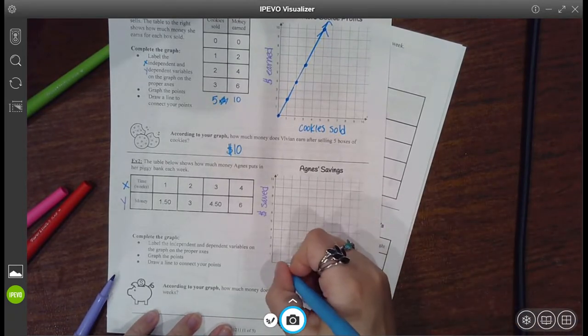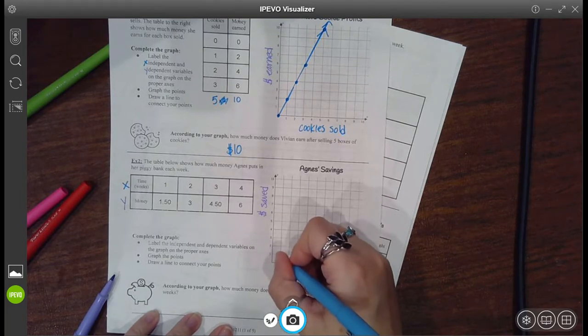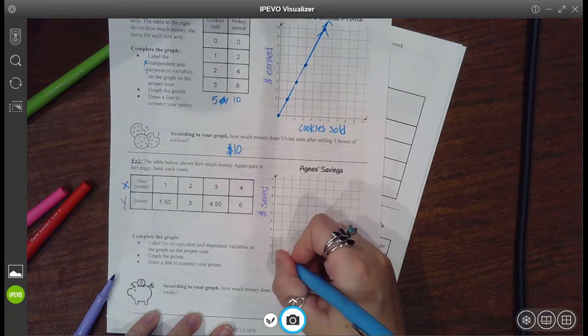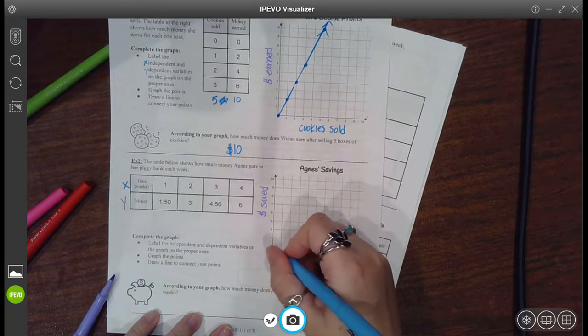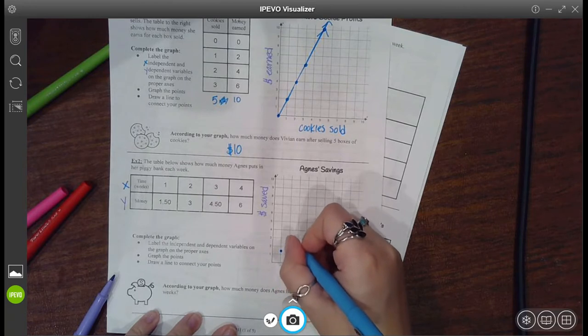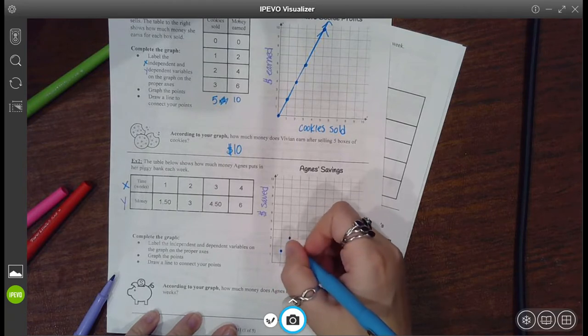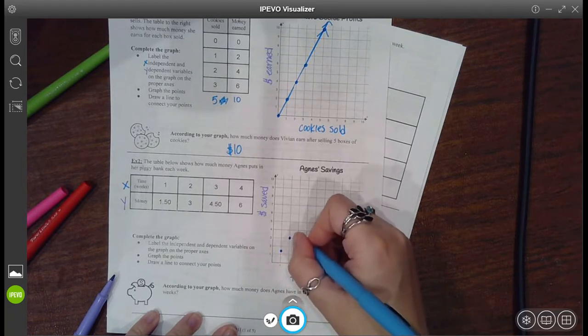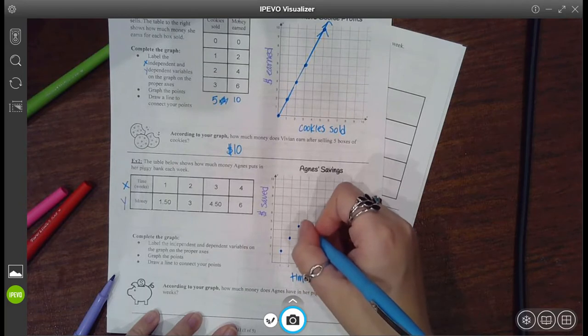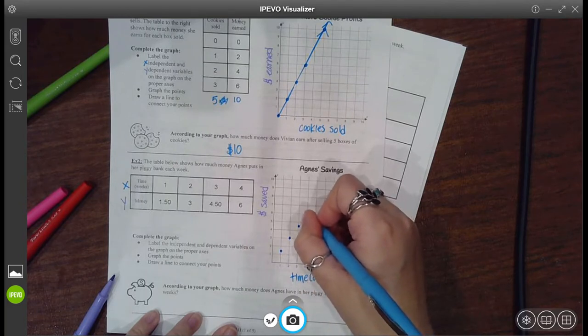So at 1 week, she had $1.50. I don't see that on here. But 50 cents is halfway between 1 and 2, right? So halfway between would be right there, halfway between the 1 and 2. So at 1 week, she has $1.50. At 2 weeks, she has exactly $3. At 3 weeks, she has $4.50, so halfway between the 4 and the 5. And then at 4 weeks, she has 6.